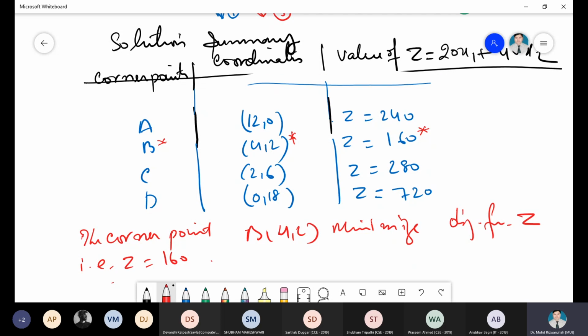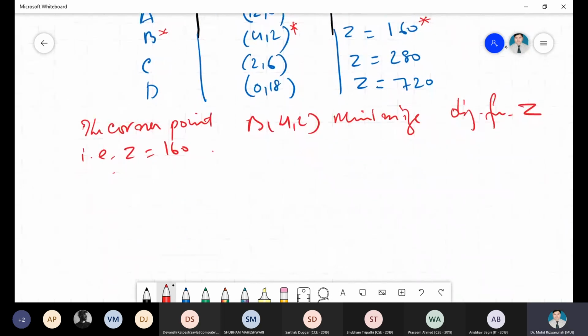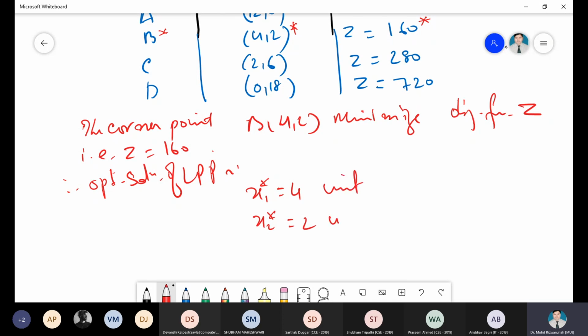Therefore the optimum solution of LPP is x1 star 4, x2 star 2. If you want to write it with units also, and minimum Z equal to 160, and this is your answer. Easy है, बताइए. Yes sir. बहुत easy है.